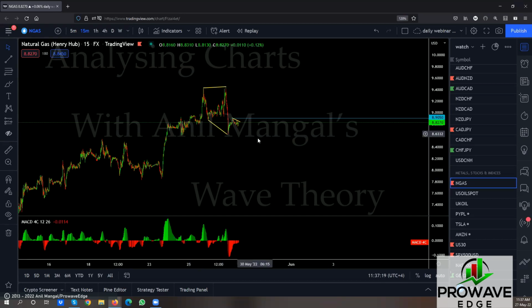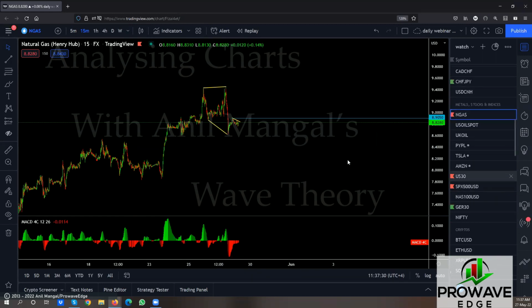So how do you analyze the chart? How do you make the decision which direction you expect it to go? And how do you look at all the possibilities in any given situation? That's what we're doing here every day. Let's go. US 30.